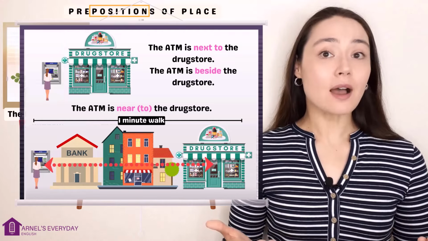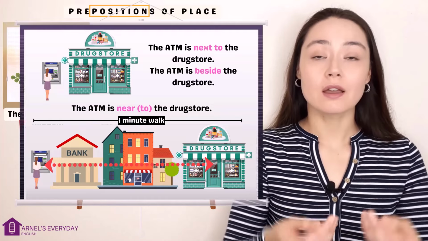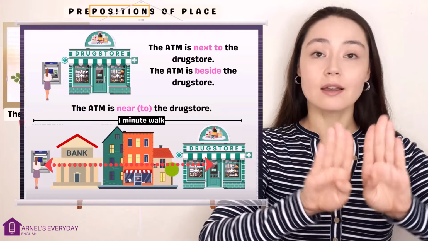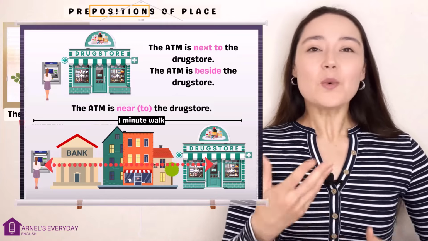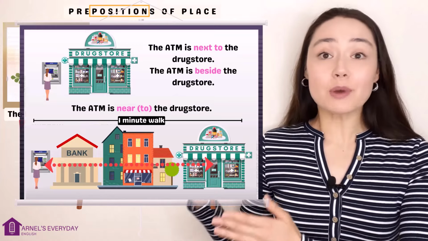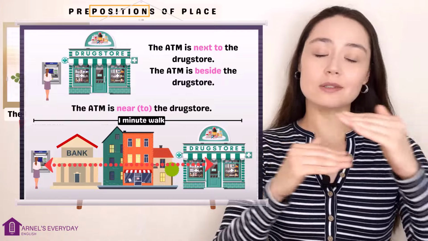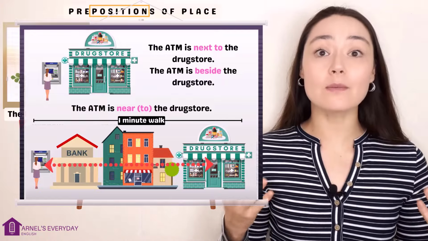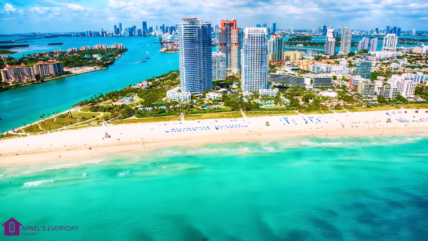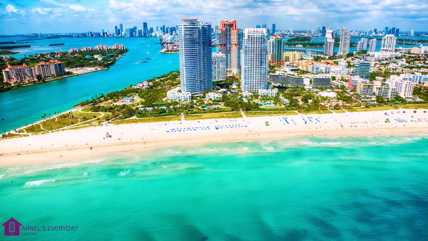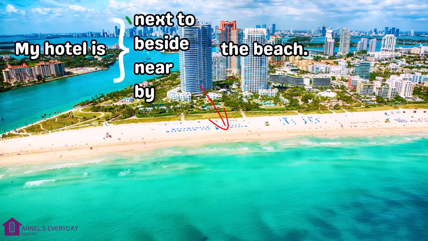So many times it's important that we're specific. Next to, beside, near. But when we're speaking, sometimes these prepositions can be used interchangeably in the same way. Like, look at this picture. I can say, my hotel is next to the beach, beside the beach, near the beach, by the beach. In this situation, it really depends what the person is trying to emphasize.